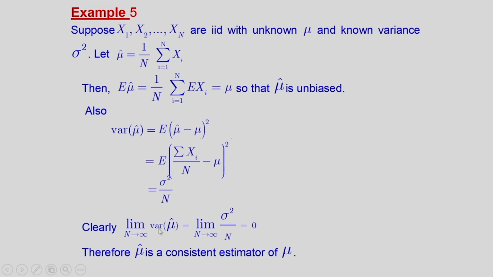So, limit of variance of mu hat as n tends to infinity is equal to limit of sigma square by n, as n tends to infinity, that is equal to 0. Therefore, mu hat is a consistent estimator of mu. So, that way sample mean is not only unbiased, but it is also consistent. That means, if we have more and more data, then variance will go down to 0, and we will get the true value of mu. So, that is the idea behind consistent estimators.